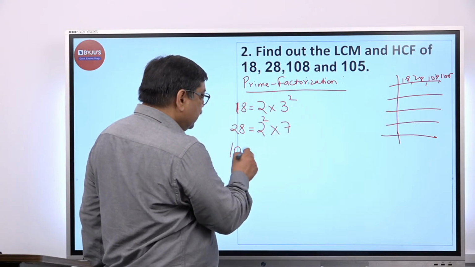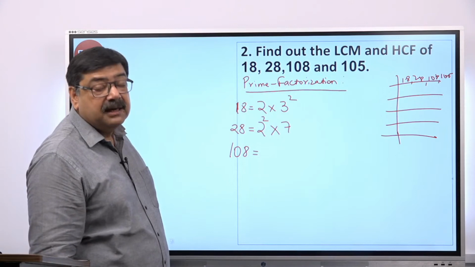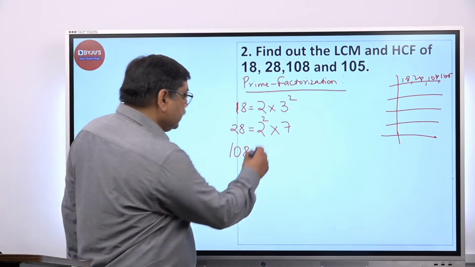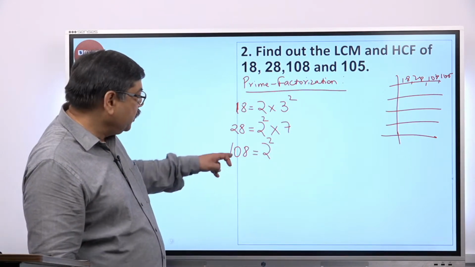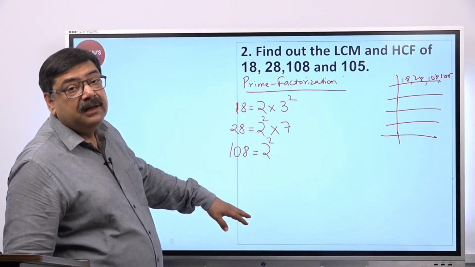Then you have a 108. Divisible by 2? Yes. Divisible by 4? Yes. Divisible by 8? No. Okay, so once again 2 square. So divide this by 4. So 4 2's are 8, and then you have a 20.